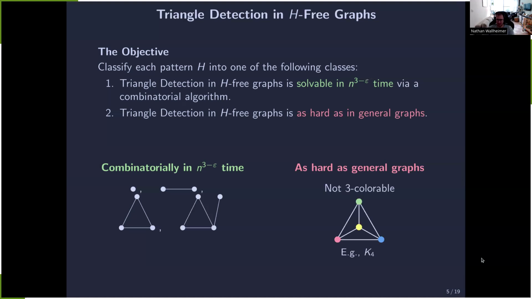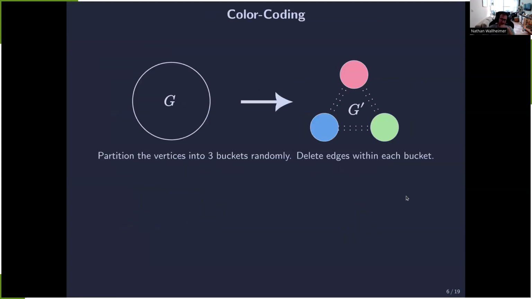And there's also, on the right side, we identify a class of graphs, of patterns, for which the problem remains hard. These are patterns that are not three-colorable, for example, K4. How do we prove such a result? It follows from a standard technique called color coding.